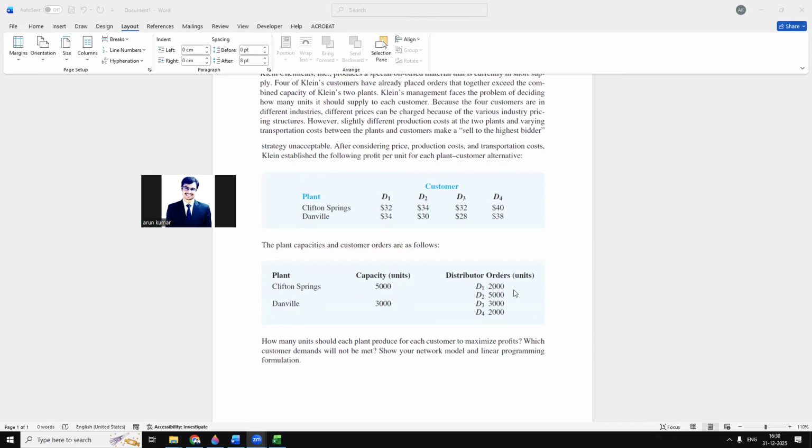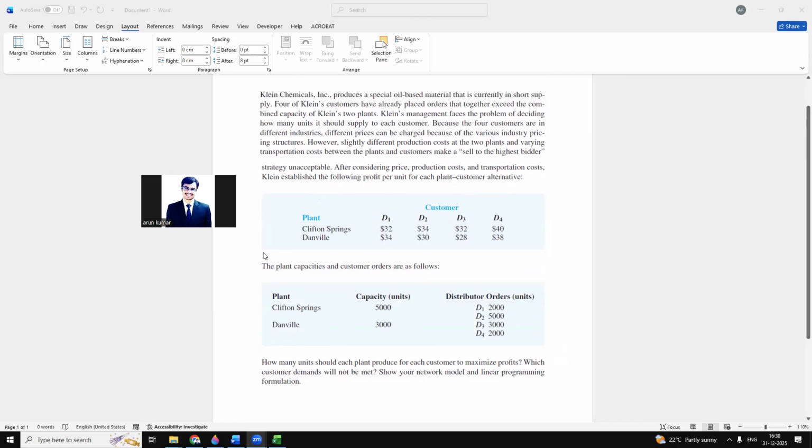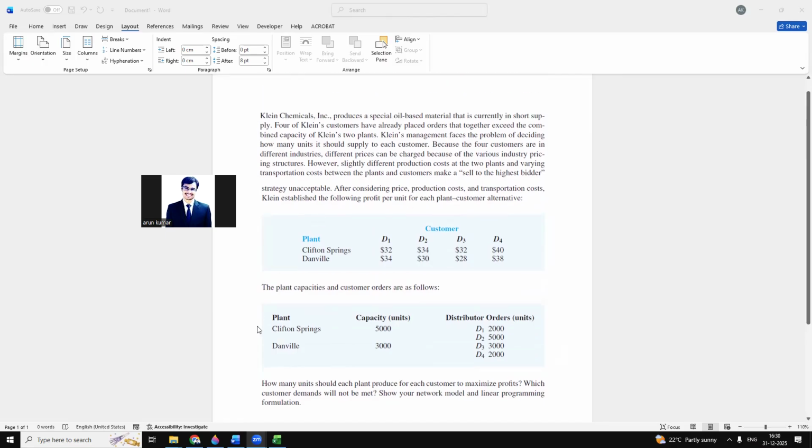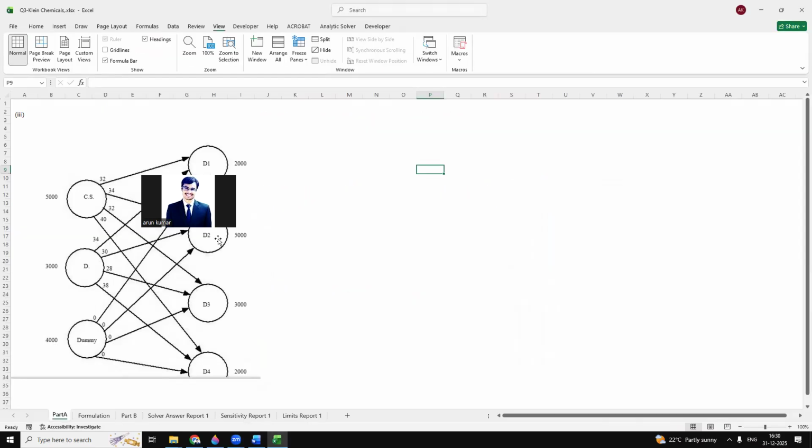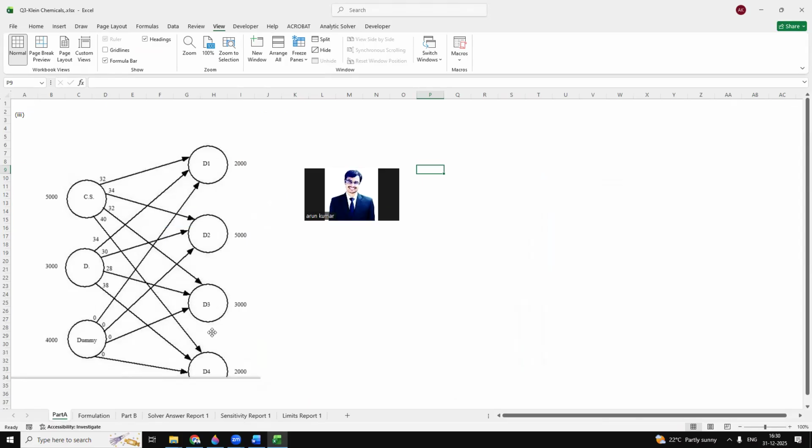which is in units. So in this question, they have asked how many units should each plant produce for each customer to maximize profits, which customer demands will not be met, and to show your network model and linear programming formulation. I already solved this question, and I already set up the linear programming formulation using Excel Solver and the network model. So here is my Excel, and this one is our network diagram.